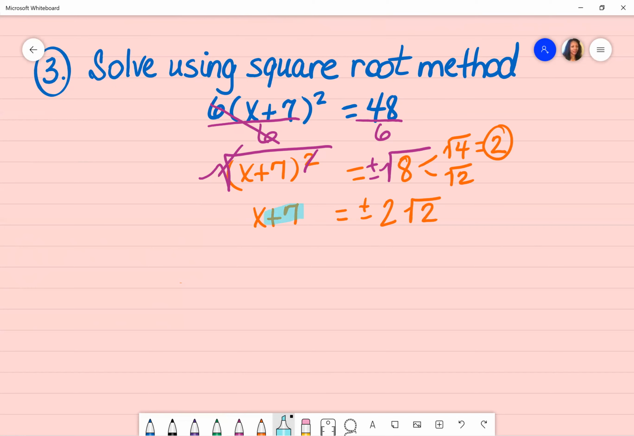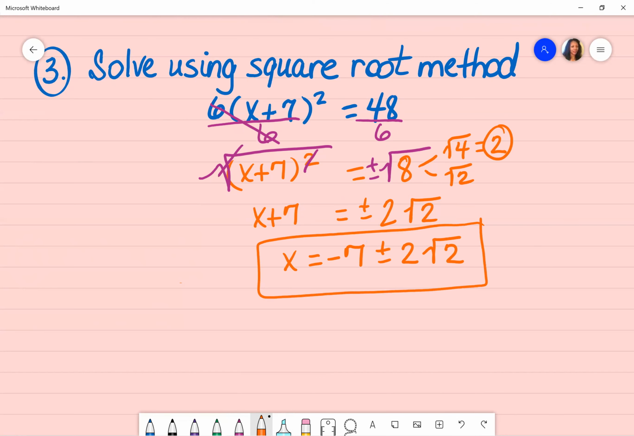I now have a plus 7 next to my x, but I just want x by itself. So that means I'm going to have to subtract 7. And when I subtract 7, I just bring this down. So I bring down my plus or minus 2 radical 2. That's my final answer. It's really 2 answers in one. You have a -7 plus 2 radical 2, and you have a -7 minus 2 radical 2. Yes, you can write it apart if that's what you choose to do.